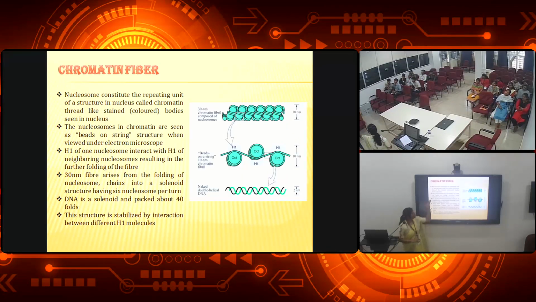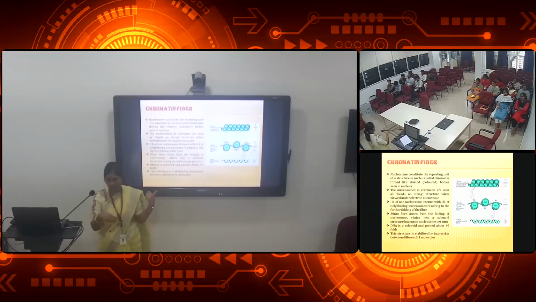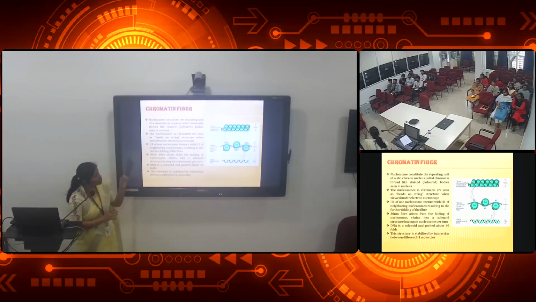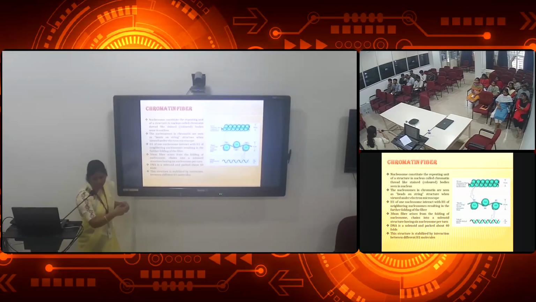Next we are going to learn about the chromatin fiber. The DNA is present in a chromatin-like structure, no? Inside the nucleus, the DNA is present as a chromatin fiber. The nucleosomes constitute the repeating unit of a structure. Nucleosomes keep repeating and producing that structure inside the nucleus. That nucleosome constitutes the repeating unit of a structure.